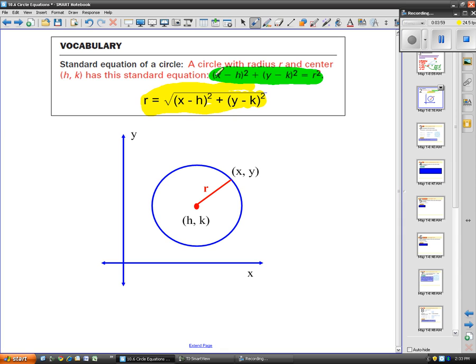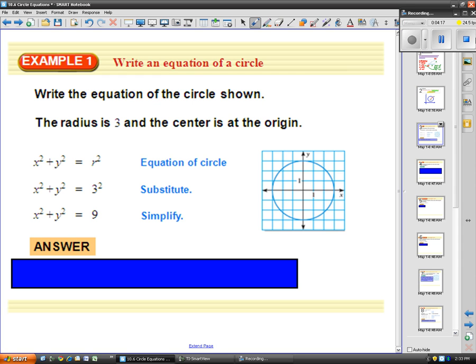Make sure you copy these down. You can see the radius would be basically finding the distance between h and x, and k and y. It's the same thing that we've been doing with the distance formula. It's just a matter of setting it up as an equation of a circle. So let's see how this works, and pause it if you need to copy it down. Here's a circle, and they're asking us to write the equation of the circle.